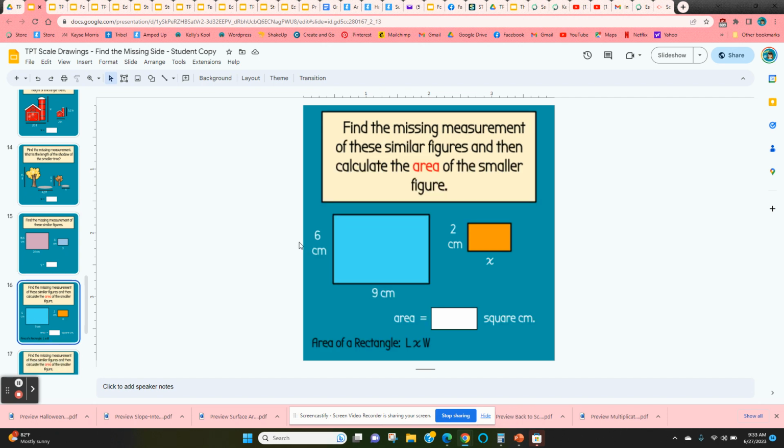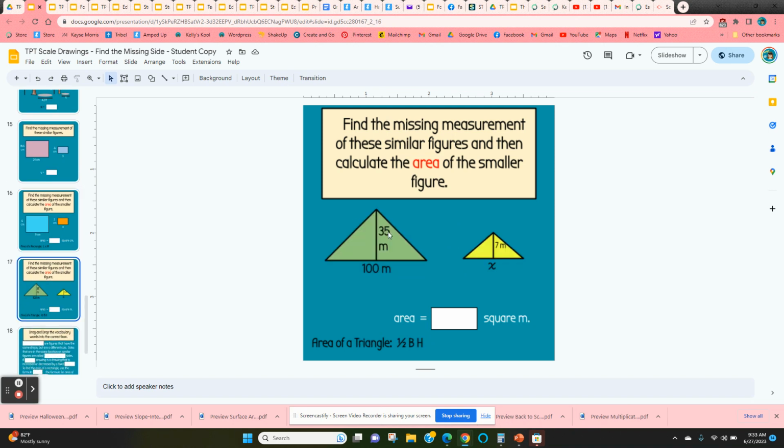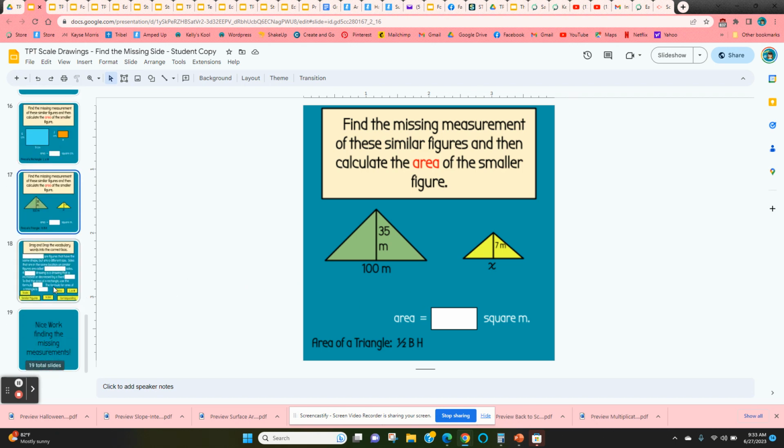Now when they get to slide 16, they're going to find the missing side and then find the area of the smaller figure. Same thing here with triangles, so it gives them the formula for area of a triangle. So once they find the missing side, then they use the formula 1/2 the base times the height, and then type in the area of the smaller figure.